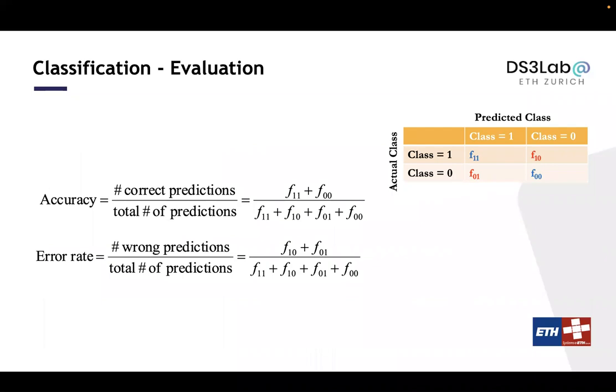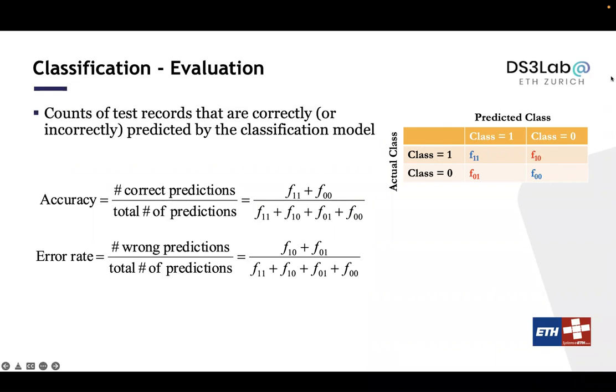There are so many different ways you can evaluate whether it is a good model or not, right? But one simple way, and one of the most popular ways, is to think about this confusion matrix, right? On one hand, you have the actual class of your example. On the other hand, you have the predicted class.